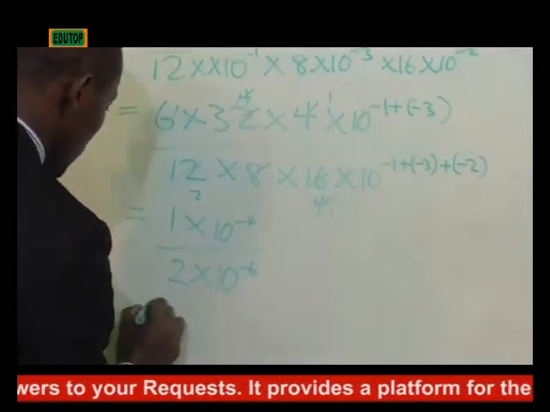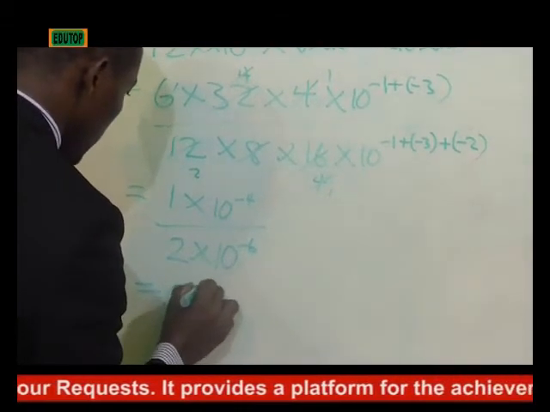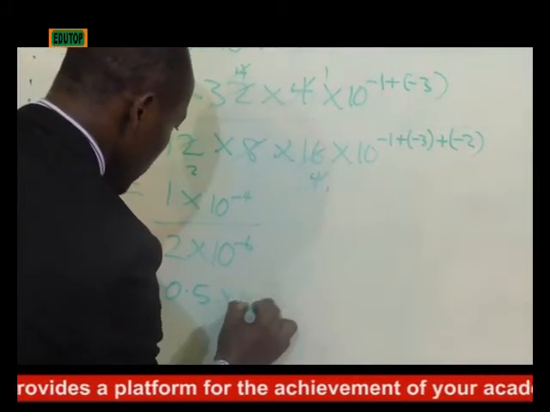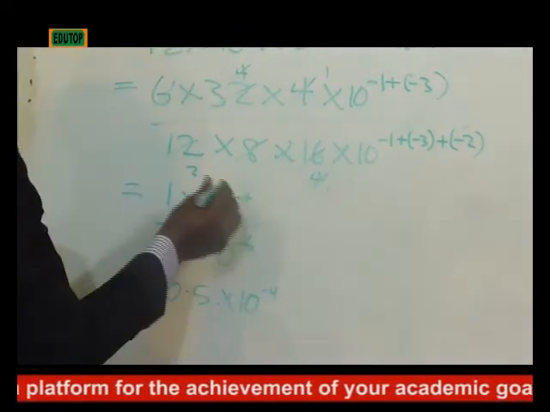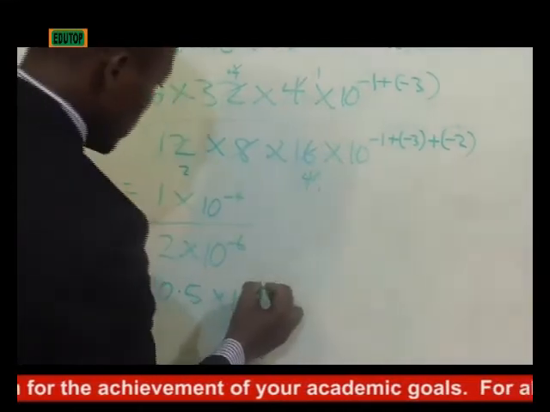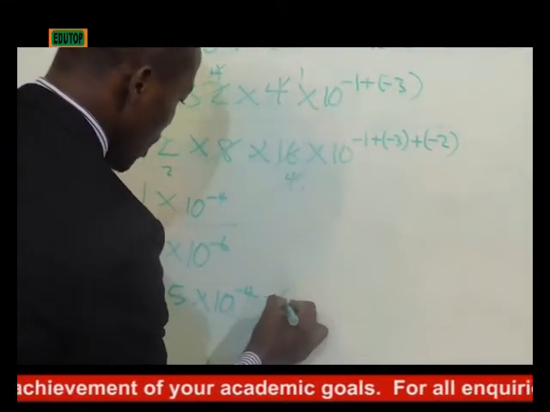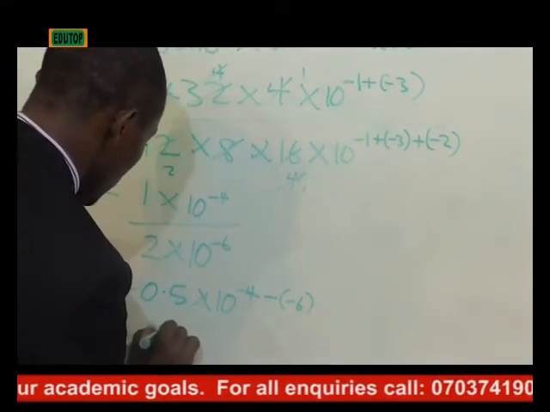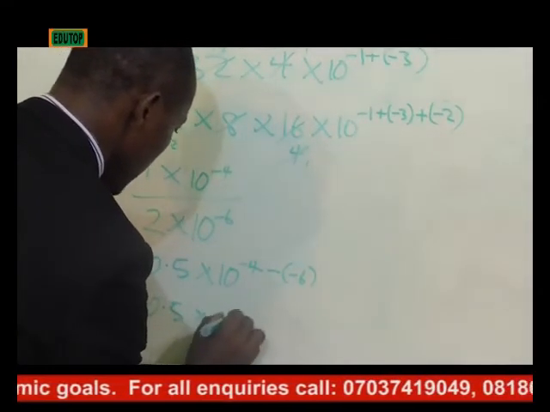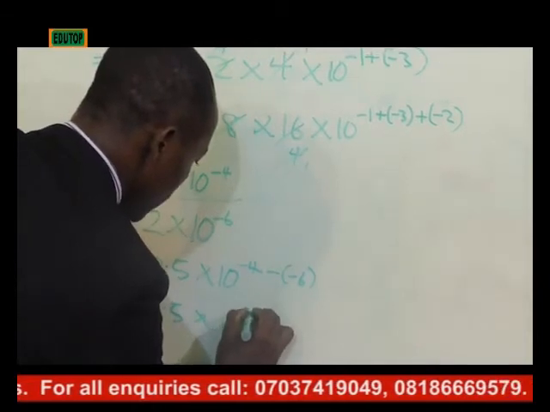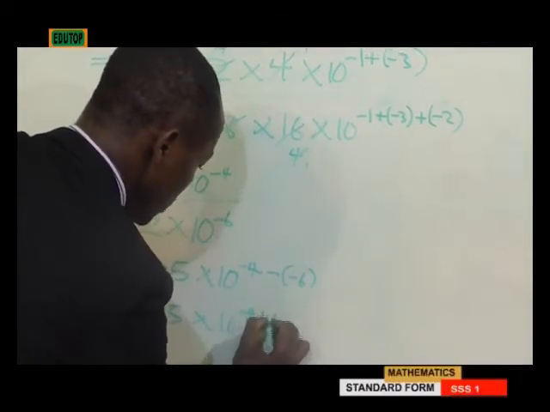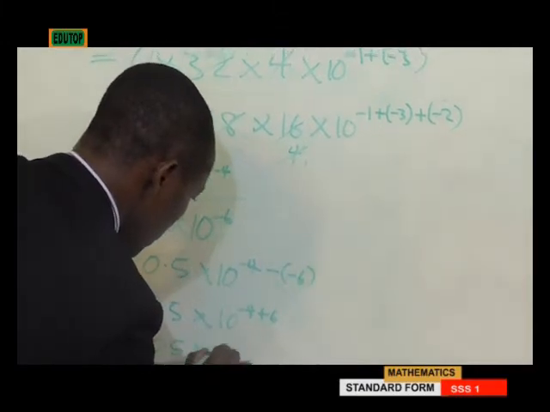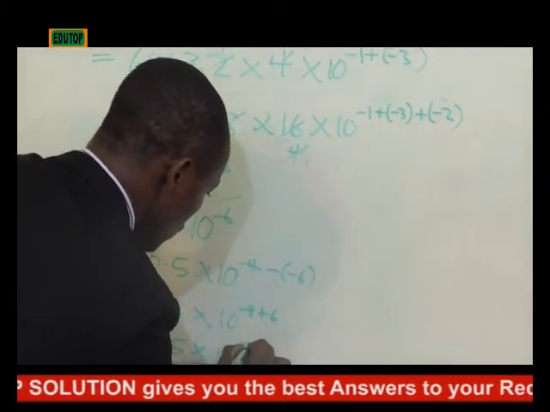1 divided by 2 is equal to 0.5 times. Now we will be having 10 raised to power minus 4. This division, we are going to subtract. Minus 4 minus minus 6, which is equal to 0.5 times 10 raised to power minus 4 plus 6, which is equal to 0.5 times 10 raised to power 2.